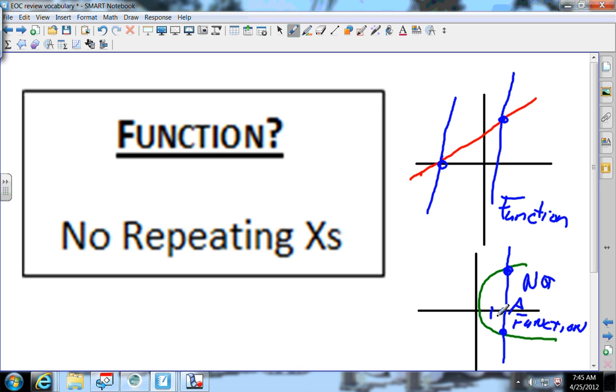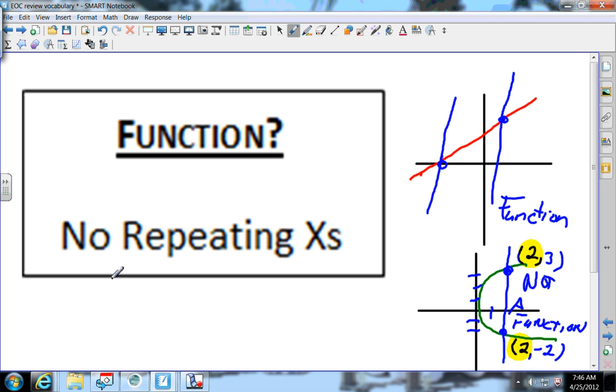So, for example, maybe this point up here is (2, 3), and this one is (2, -2). What's the same in these two things? Out of these 2 points, what's the same? The x numbers are the same. This is saying that no x numbers can repeat.